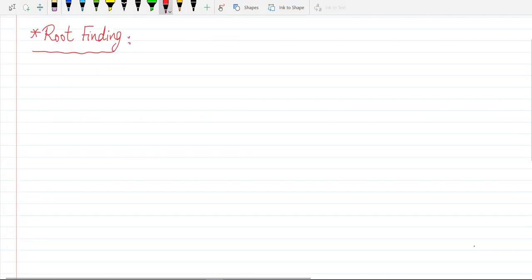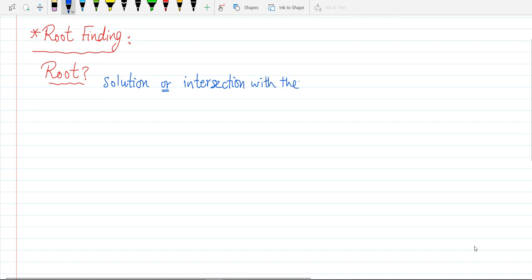And now let's talk in deep about our topic of today, which is root finding. First of all, what is meant by the word root? Root for sure means solution of an equation, or it can be defined as the intersection with the x-axis. For example, if you have in the xy plane a graph like this one, this intersection, which we can call alpha, this alpha is denoted by root or solution of an equation or the intersection with the x-axis.